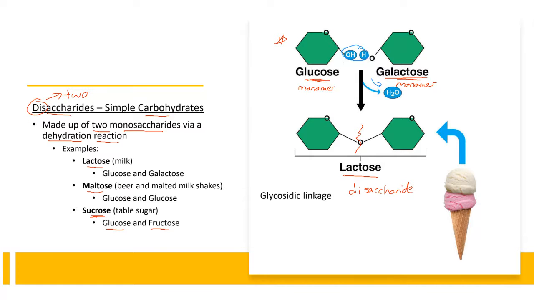The bond between two monomers that makes a disaccharide is called a glycosidic linkage. That's what it is over here. The special name for that covalent bond is a glycosidic linkage. Glycosidic linkages, you only see them in carbohydrates, when we bring monomers together.